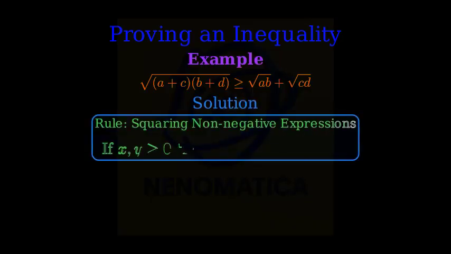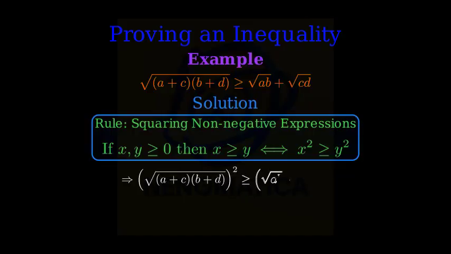For our first step, we'll apply the rule that if both sides of an inequality are non-negative, we can square both sides without changing the direction of the inequality. So we square both sides of our original inequality. On the left, we get the square root of the quantity (a plus c) multiplied by (b plus d), squared. On the right, we get the square root of ab plus the square root of cd, squared.